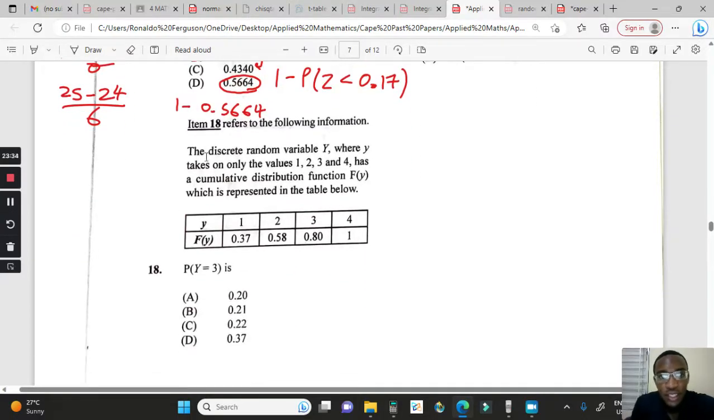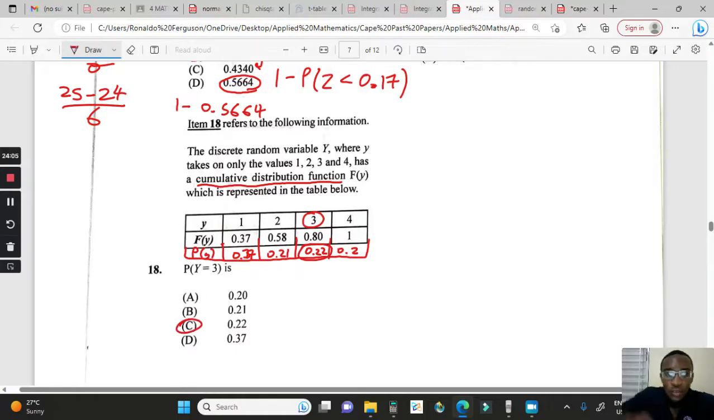Now this right here is the CDF, cumulative distribution function. From the CDF, always generate the PDF, the probability density function. So the PDF now, this is the probability of Y. This one is 0.37. Then you subtract it out, you get 0.21. Then subtract it out, you get 0.22. Then subtract it out, you get 0.2. Now they want the probability of 3. Using our PDF, it's 0.22. We're done. Easy.